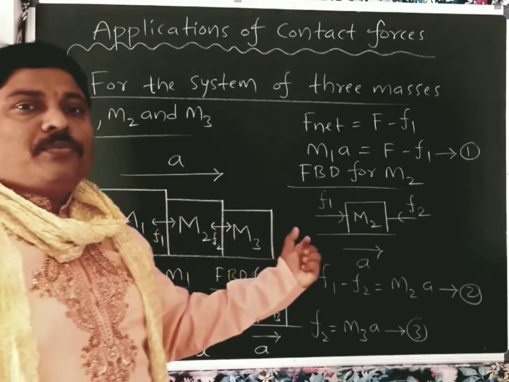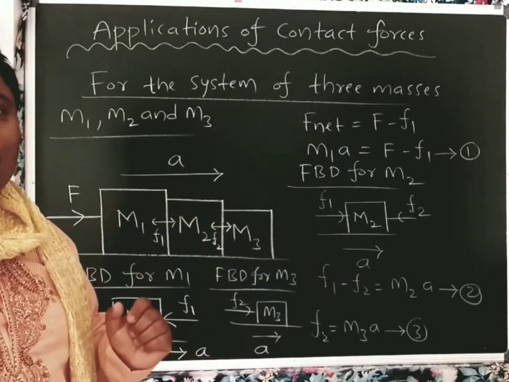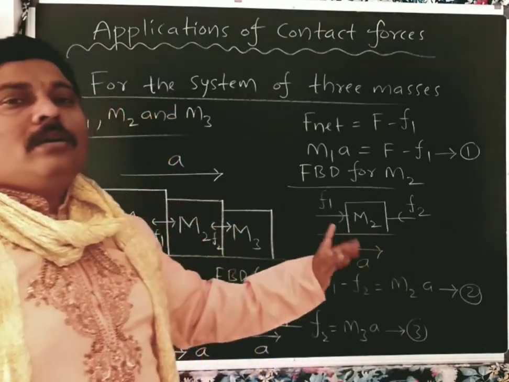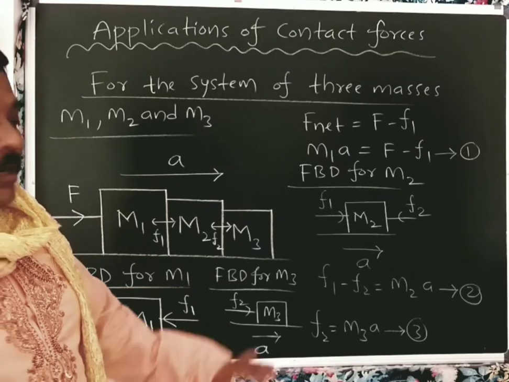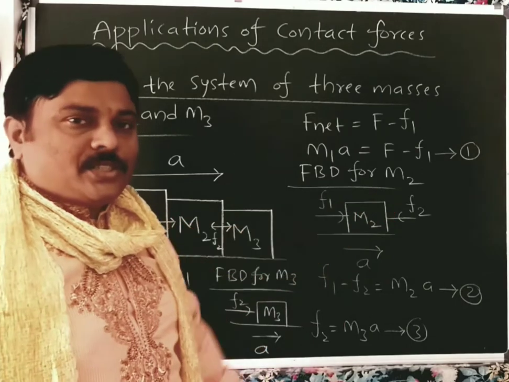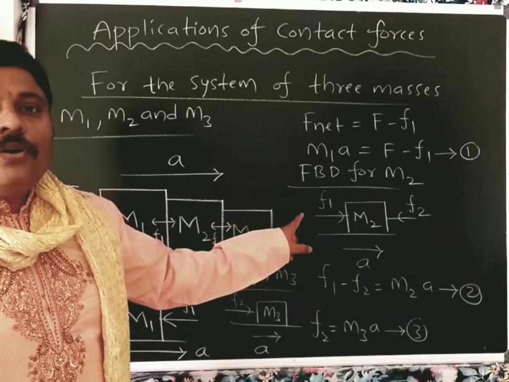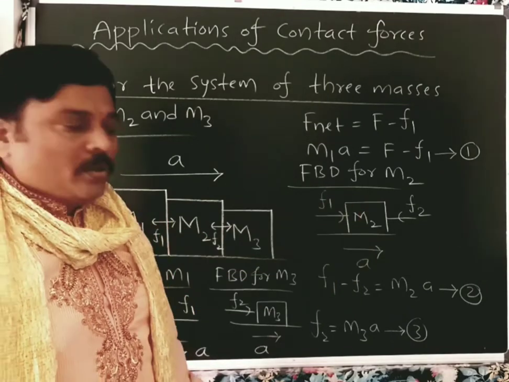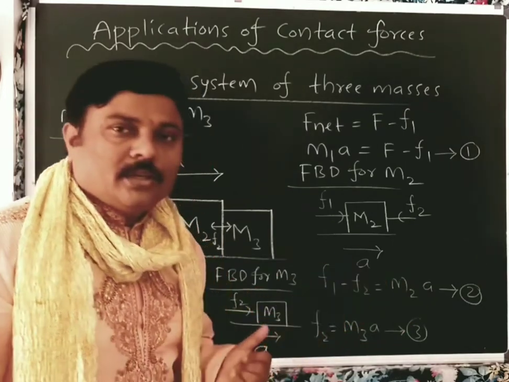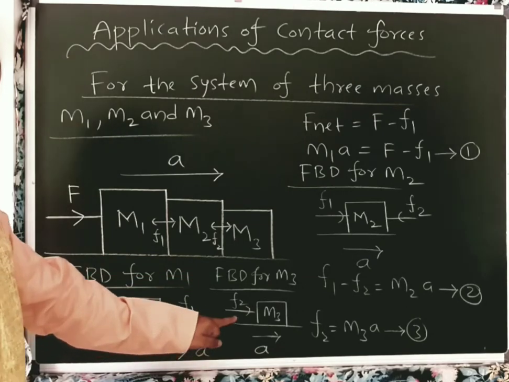Already said, F1 is the contact force exerted by mass M1 on M2 and F2 is the contact force exerted by mass M3 on mass M2. But mass M2 accelerates along the positive x-axis. From this free body diagram, the contact force F1 dominates F2. So we have to write F1 minus F2 is equal to M2A. This is equation 2.